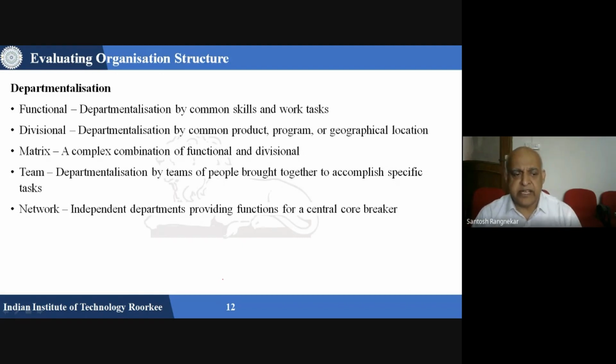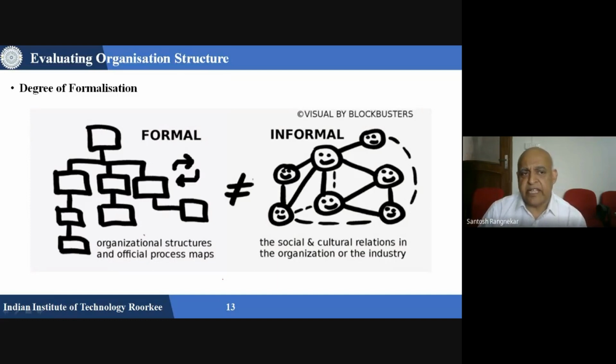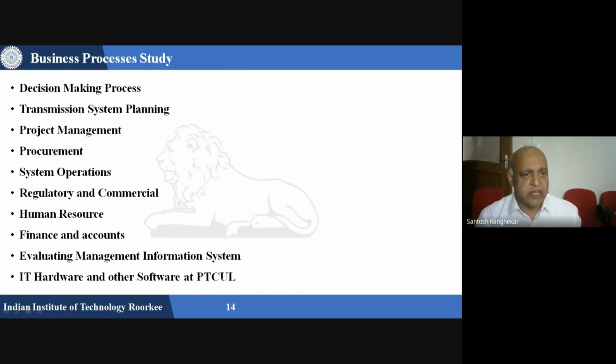So here, if departmentalization is there, then when we evaluate these organization structures for strengths and weaknesses, there is the formal structure and there is the informal structure, the social and cultural relations in the organization or industries. So what does the study suggest? Here the business process study suggests decision making process, transmission system planning, project management, procurement, system operations, regulatory, and all these.